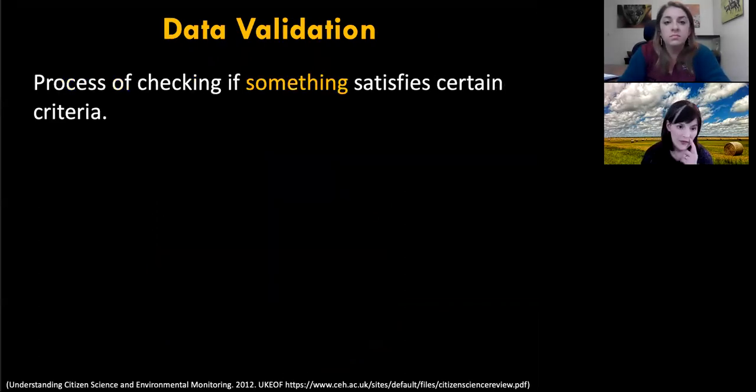And so this definition of data validation comes from a UK guide that's linked in the bottom there. It's simple: the process of checking if something satisfies certain criteria. So that's what I like about it, the simplicity. And at first glance, it's covering the quality of the data. That's the something that's here. And again, there's all sorts of ways of attempting to increase the likelihood that you're going to get good data.